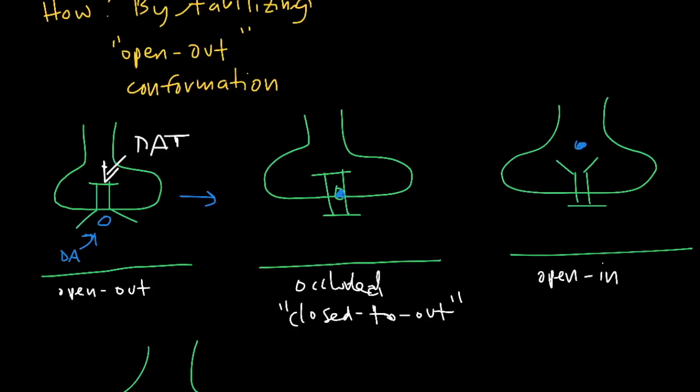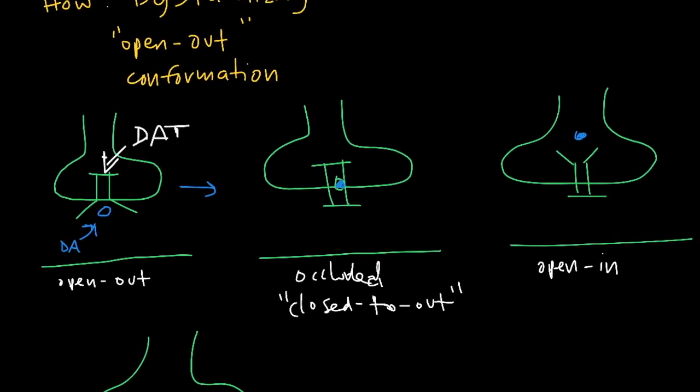So that's your dopamine transporter. In the normal reuptake pathway, dopamine enters the transporter. This is the transporter. It's in the open-out conformation, meaning that it's open to the outside of the synapse. Then the transporter closes to hold dopamine, which is the occluded or the closed-out state, so it's closed to the outside of the neuron. Now it's going to open to the inside to reuptake dopamine into the neuron. That's termed the open-in conformation.